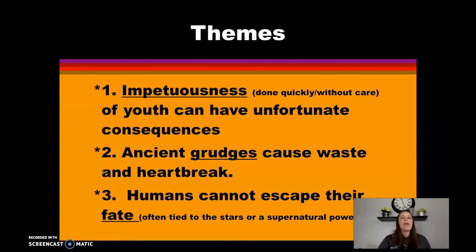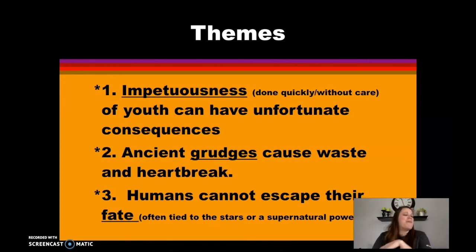And then the third one, humans cannot escape their fate. As we talked about, this is a tragedy by fate, in which we are kind of powerless. If it's already been predetermined that it's not going to go well, then it's just not going to go well. So those are a few themes that you should know.